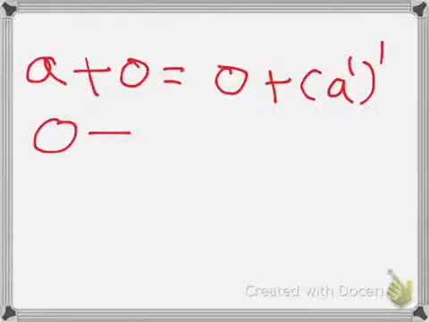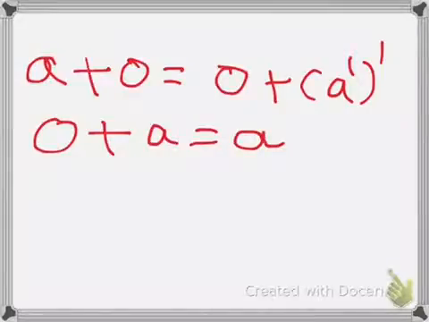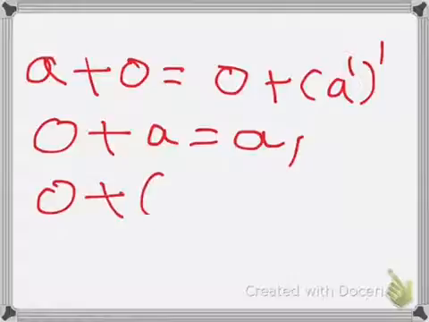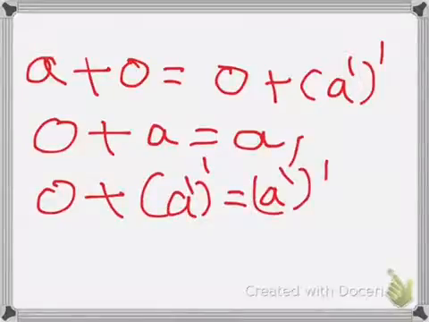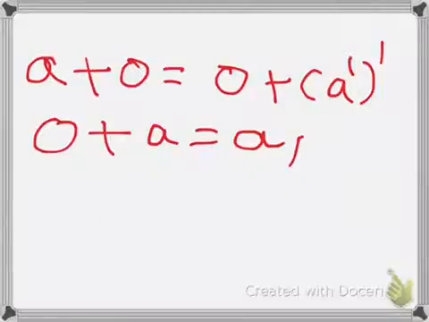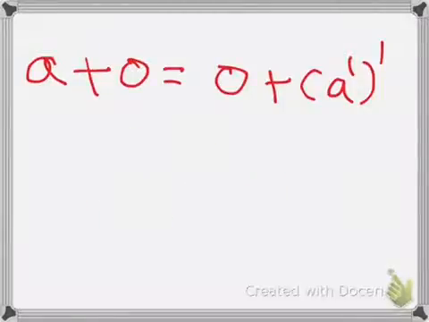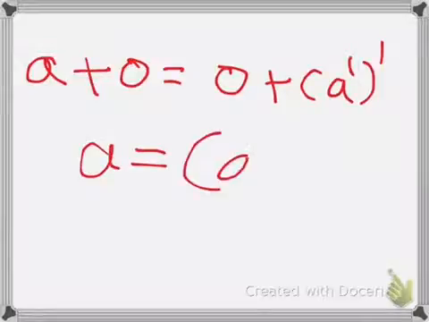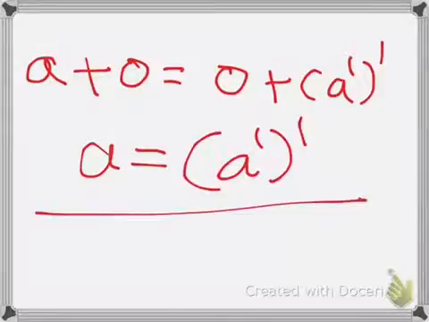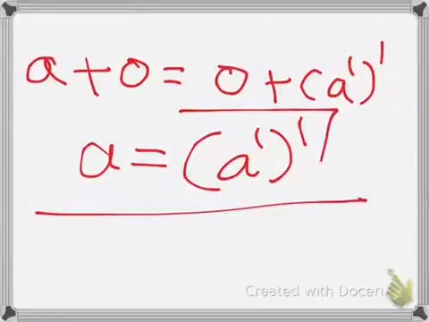We know that 0 plus any element gives us the element itself. Similarly, 0 plus A dash dash is going to give us A dash dash. So here we have A is equal to A dash dash. So we prove that the additive inverse of the additive inverse of any element in R is the element itself. So this is it.